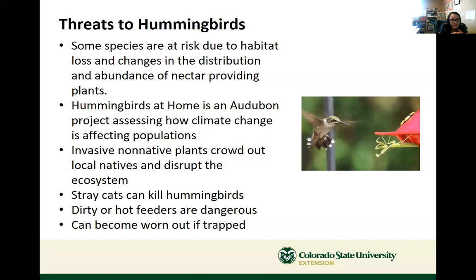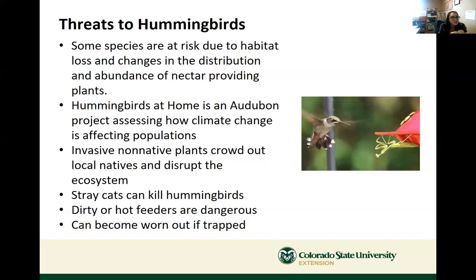Invasive plants, non-native plants crowding out natives, is harmful. Here's one of the biggest harms: stray cats, or your own cat. Cats kill hummingbirds all the time. They're small enough for the cat to catch, so I don't know what you can really do about that. Try to keep the stray cats away, or keep your hummingbird feeders somewhere where your cat can't get to them.